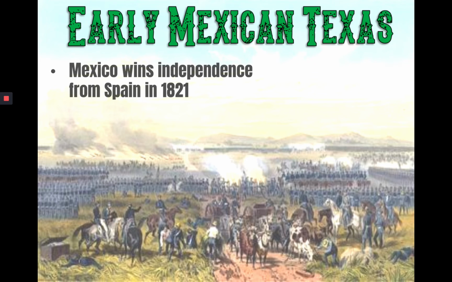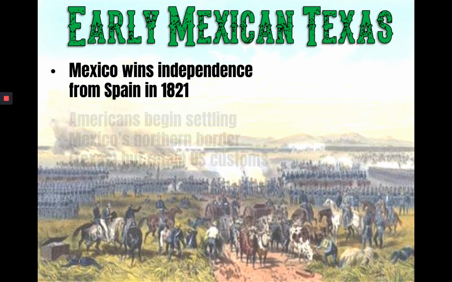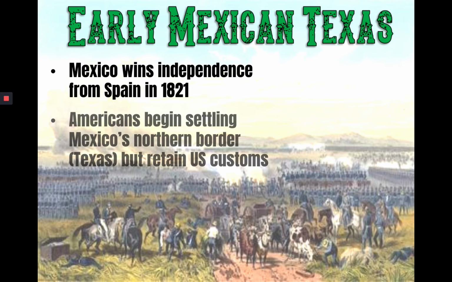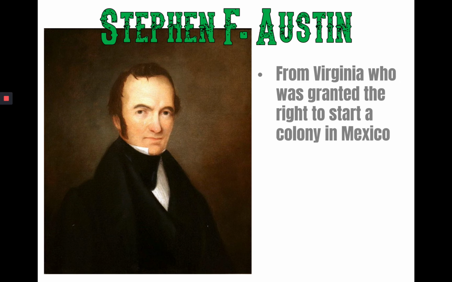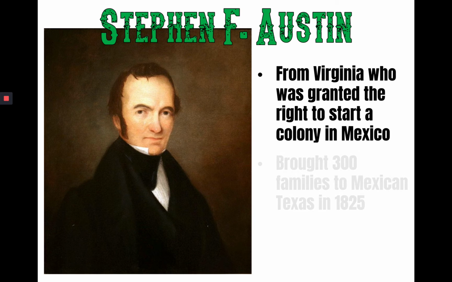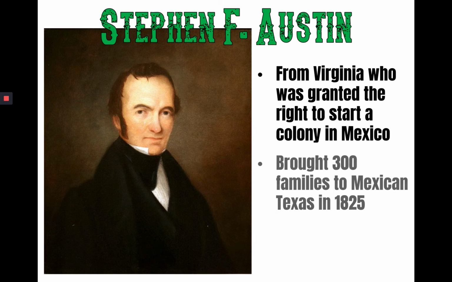Mexico wins its independence from Spain in 1821. So Mexico's a newer nation than the United States. And immediately Americans began settling in Mexico's northern border, now Texas, but they retain U.S. customs. Stephen Austin, there's an Austin, Texas named after him. He's from Virginia, and he's granted the right to start a colony in Mexico. He brings about 300 families to Mexican Texas in 1825. So Americans start settling in large amounts in Texas, which is Mexican.